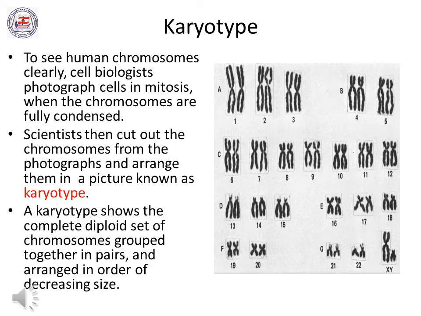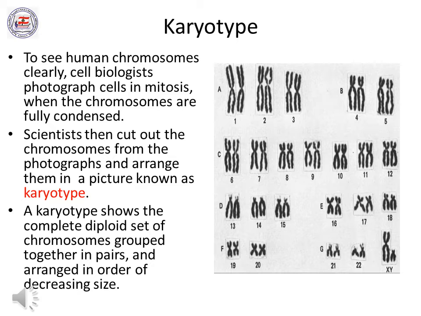We have said that in order to study human genomes, we have to study chromosomes. And to see human chromosomes clearly, cell biologists photograph cells in mitosis when chromosomes are fully condensed. Scientists then cut out the chromosomes from the photograph and arrange them in a picture known as a karyotype. A karyotype shows the complete diploid set of chromosomes grouped together in pairs and arranged in order of decreasing size.